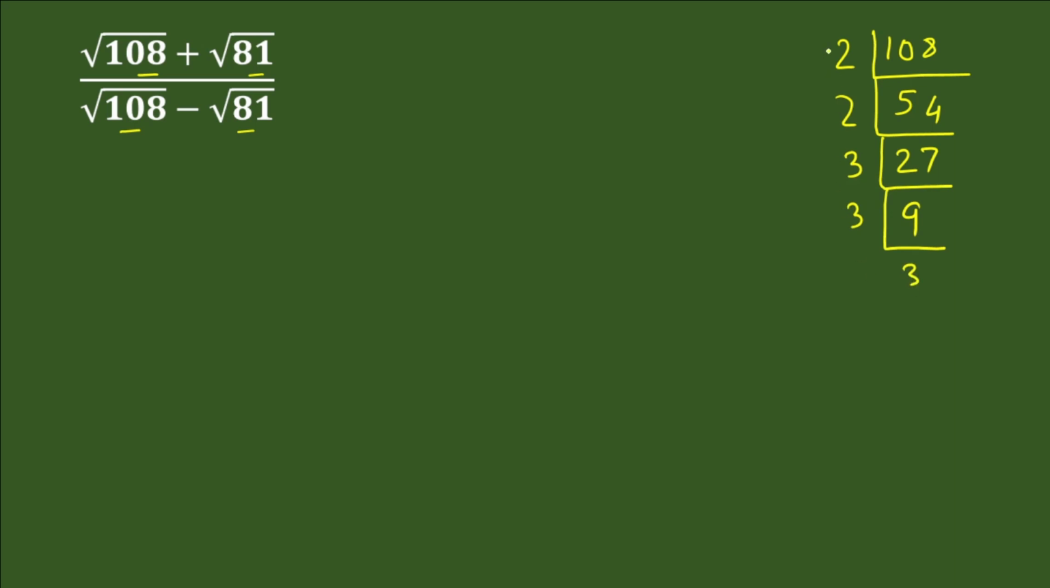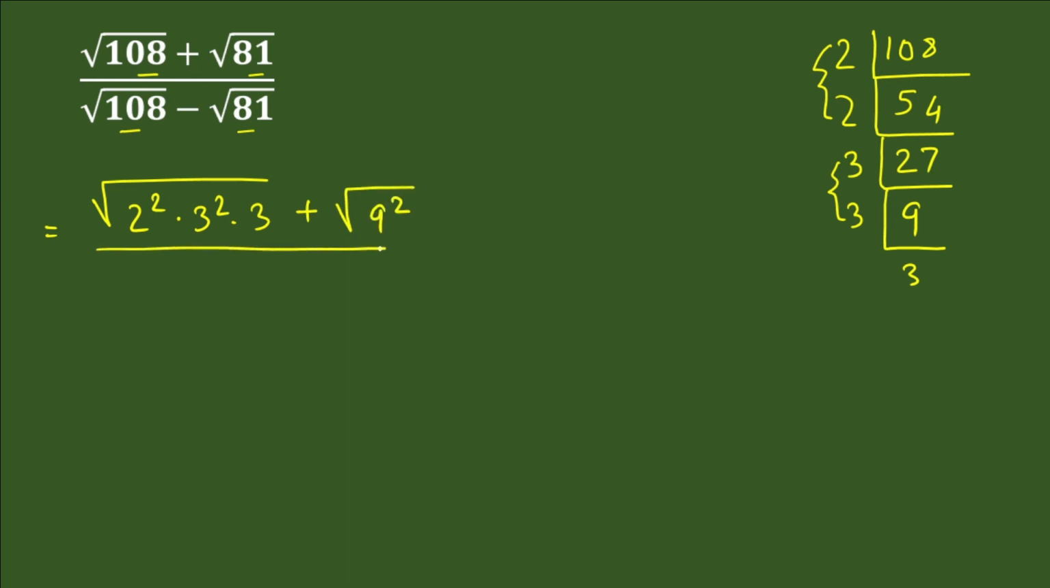So now we'll arrange these values in pairs. So 2 and 2 is one pair, 3 and 3 is one pair. So in place of square root 108 we can write square root of 2 square multiplied by 3 square, and we have only one 3. So we'll write 3. Now we have plus, and 81 we know simply is 9 square, so we'll write 9 square.